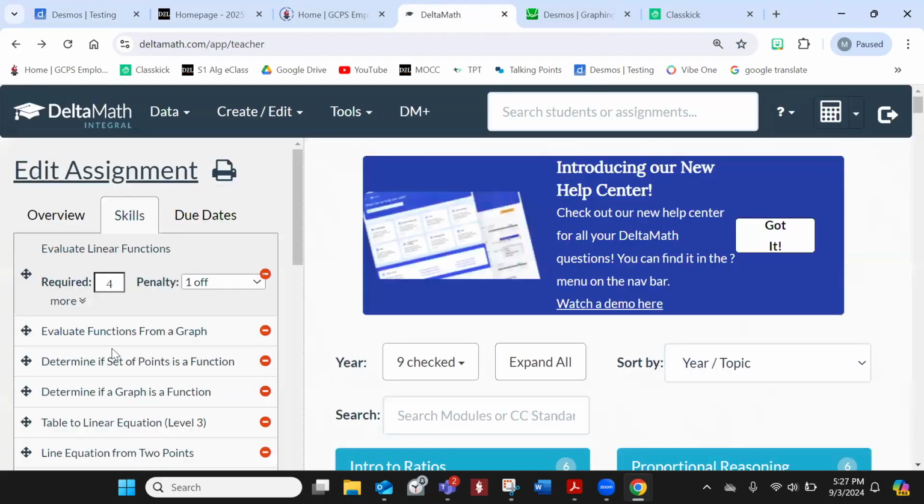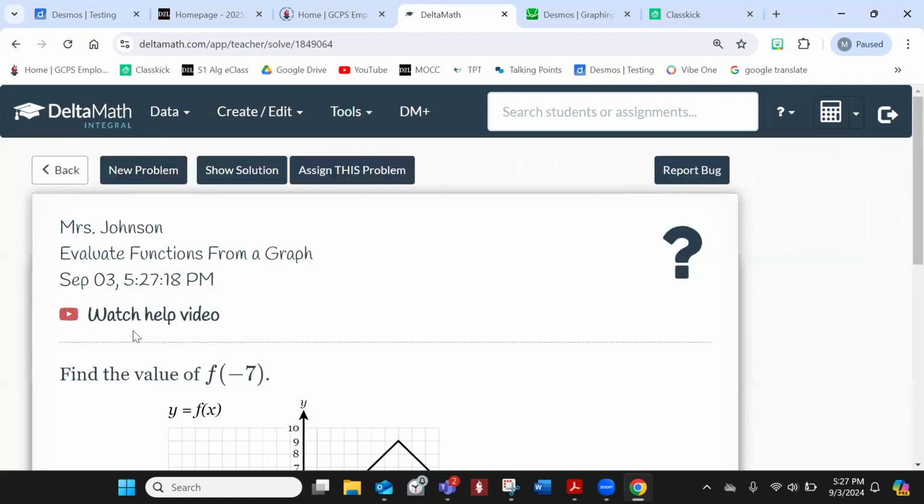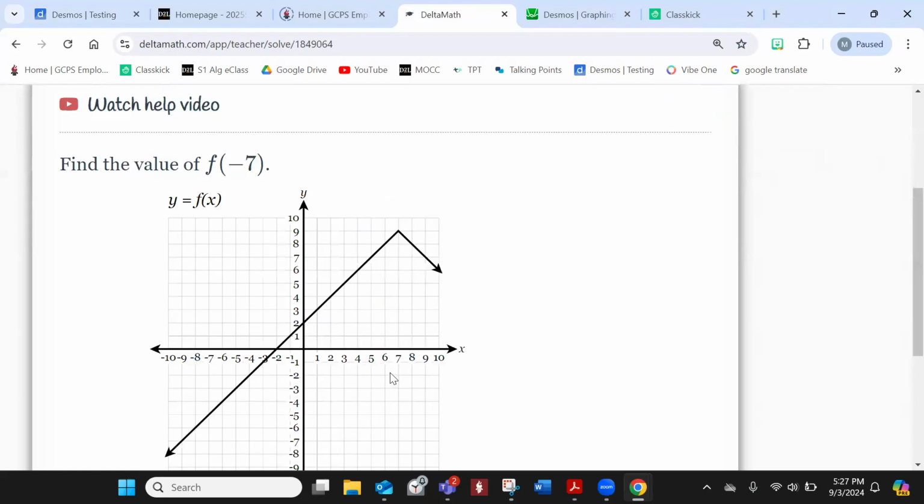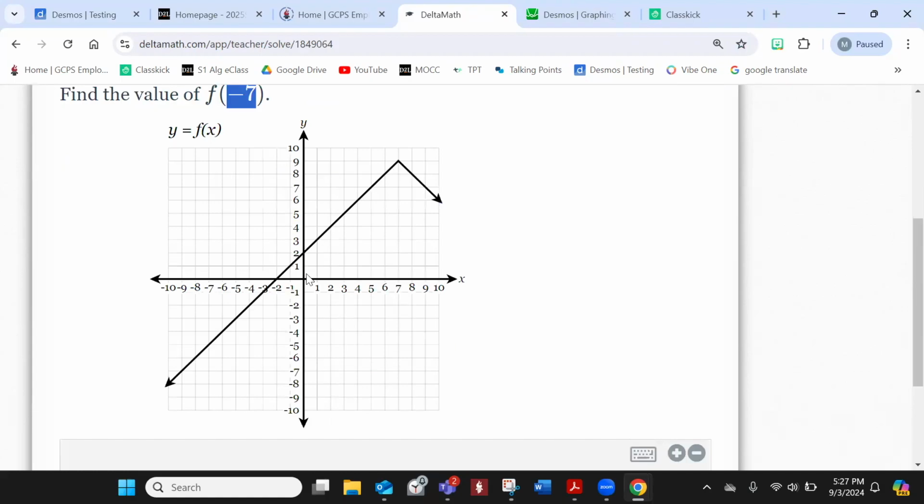All right, so the next problem I'm going to go over is evaluating functions from a graph. If you look, it says find the value of negative 7. Once again, x is always in the parentheses, so I know x is negative 7, and I need to find y. So that's when I go to my graph. Because it's negative 7, I need to go to the left to 7. So I'm at negative 7.